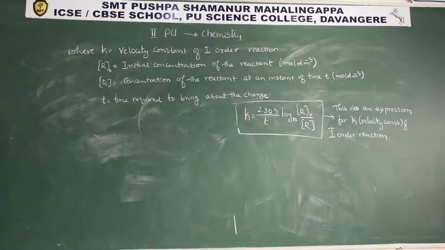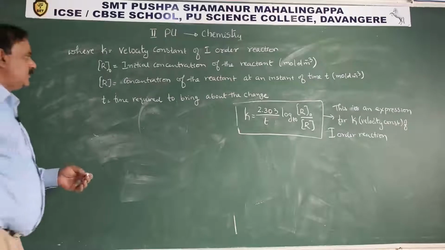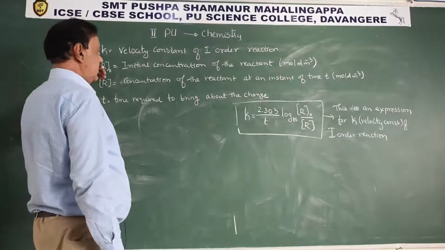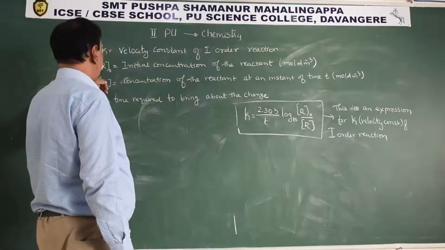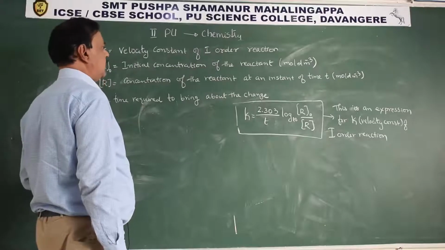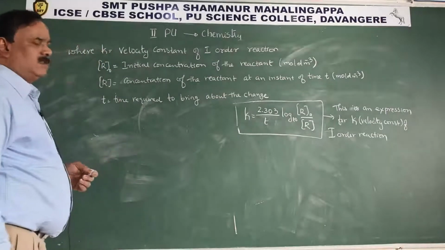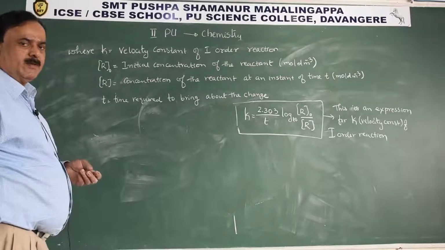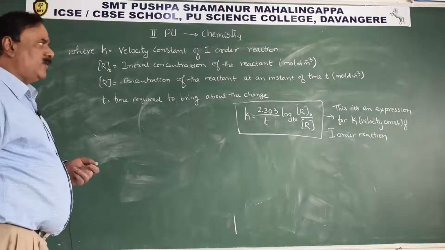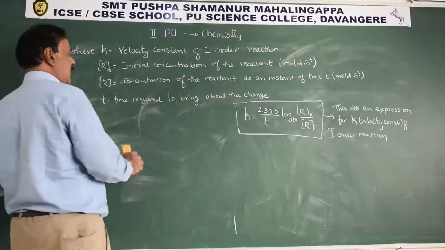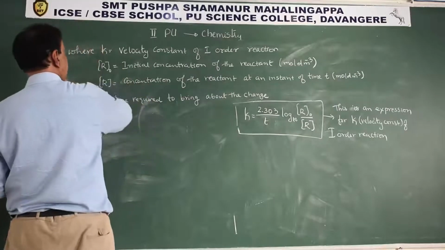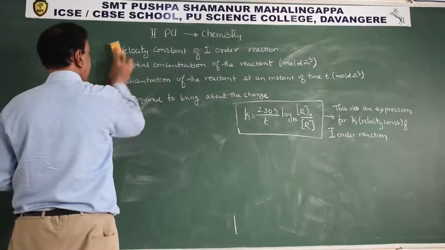Is it clear? This is the explanation of the variable factors k, R naught, R and t. In your problem, you have to write all these explanations, substitute the values properly, simplify, and put the answer along with the unit.